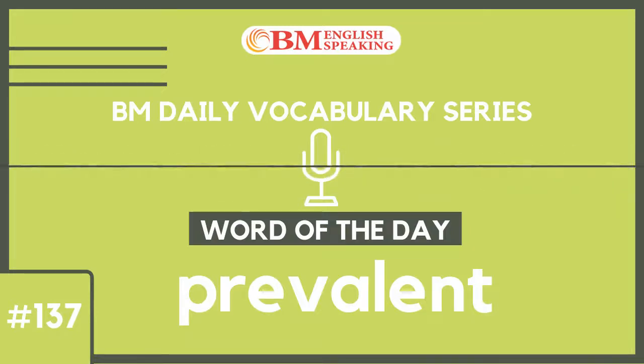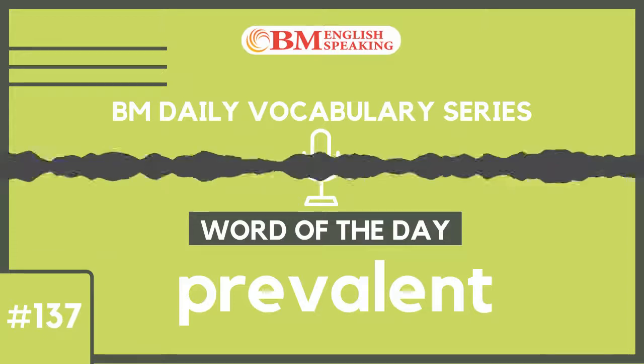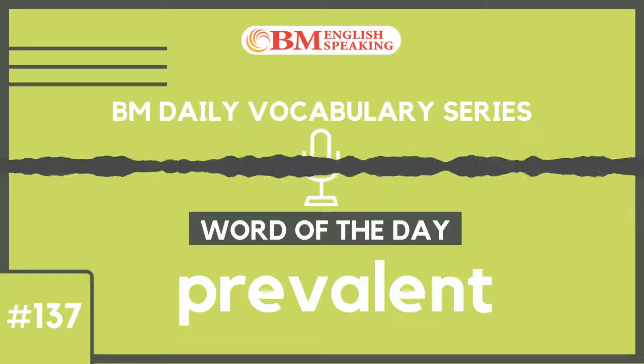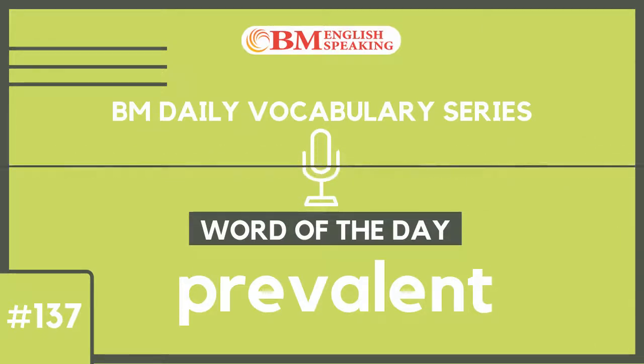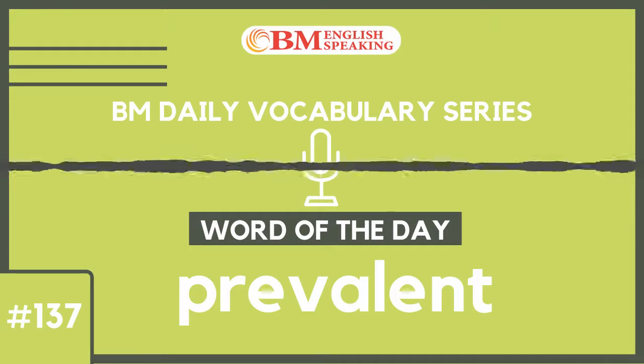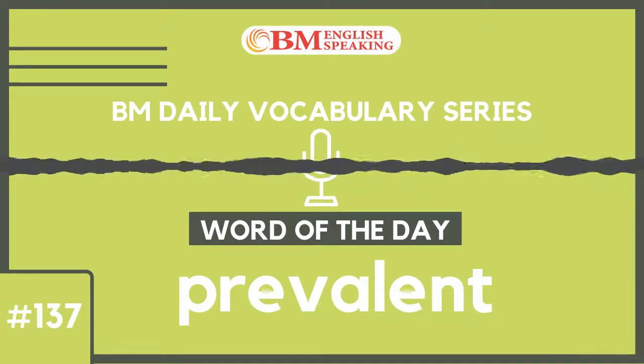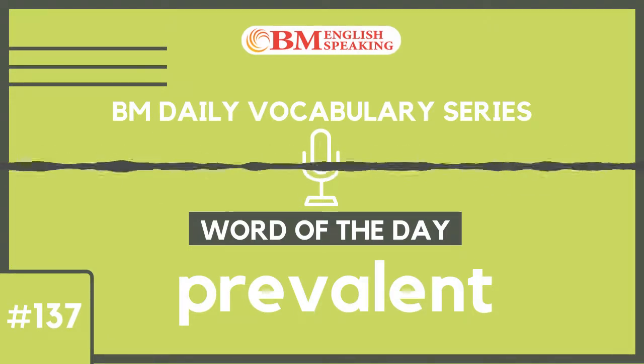Another example, an awareness campaign is carried out to reduce the prevalent use of harmful pesticides in agriculture every 6 months. Listen carefully how we can use the word prevalent in 8 different situations in 8 different sentences.